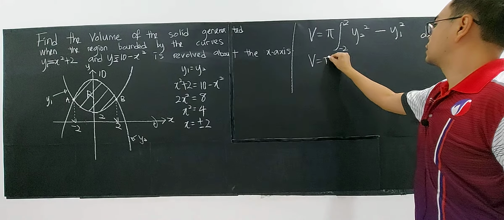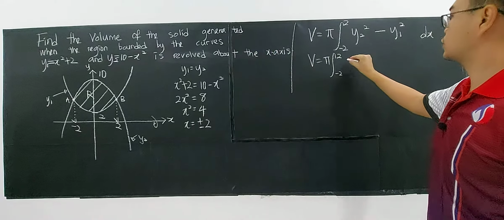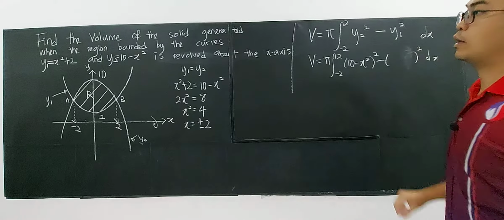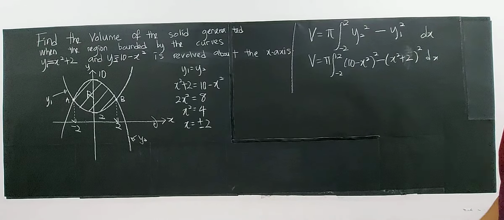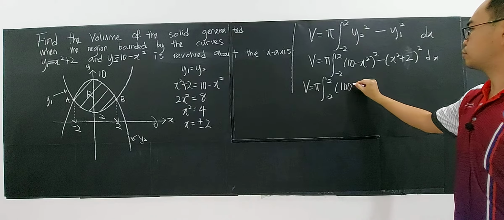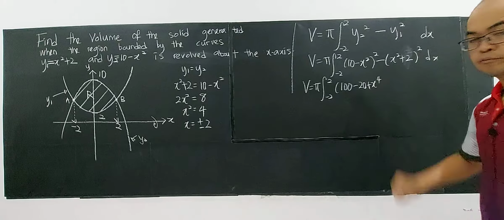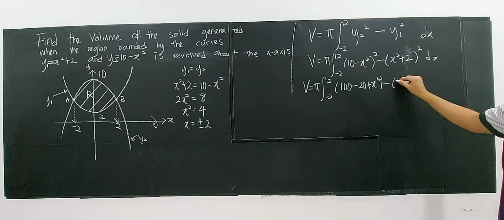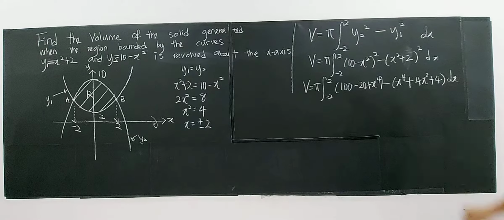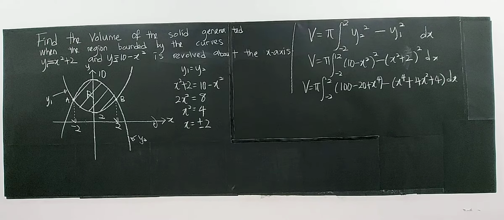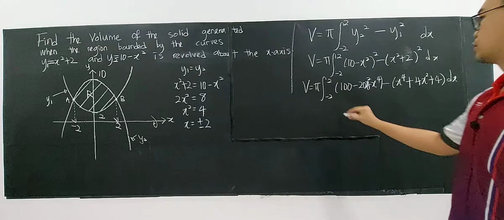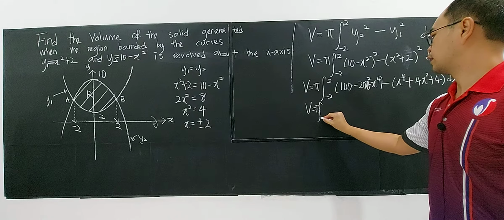So from negative 2 up to 2, y2 is 10 minus x squared, all squared, and y1 is x squared plus 2, all squared. We have to integrate this, but first we have to expand. So you have 100 minus 20x squared plus x to the power 4, minus, putting a bracket as you expand, x to the power 4 plus 4x squared plus 4, dx. So we have the volume equals pi, integral from negative 2 up to 2.